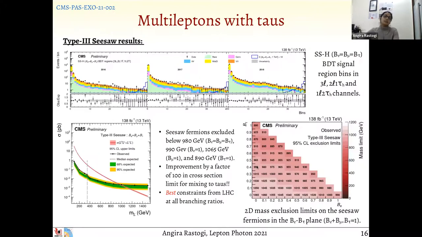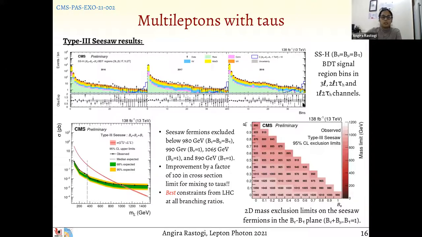So here are the results. First, for the type 3 seesaw, this is a distribution of the BDT scores in the 3 years. So first for 2016, then 2017 and 2018. This corresponds to the highest mass seesaw training and in the trilepton channels, so in 3L, 2L1 tau, and 1L2 tau channels. Similarly, we have such distributions for the quad lepton channels and for the lower mass seesaw trainings.